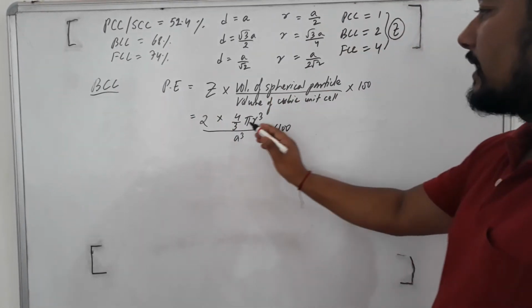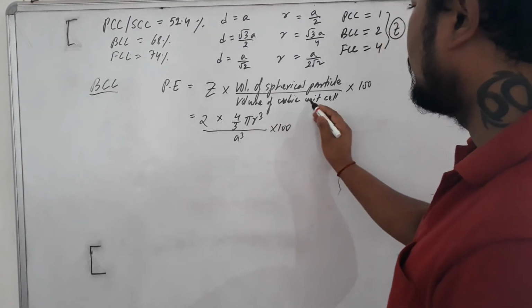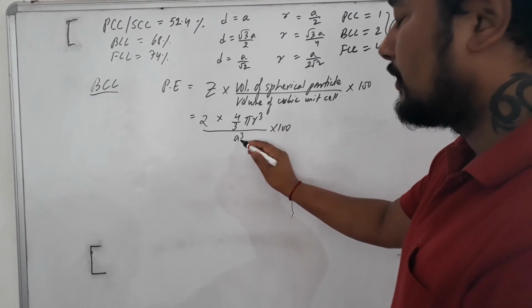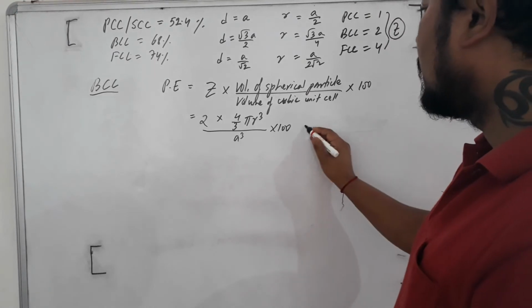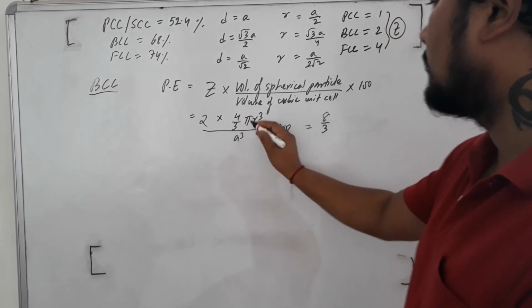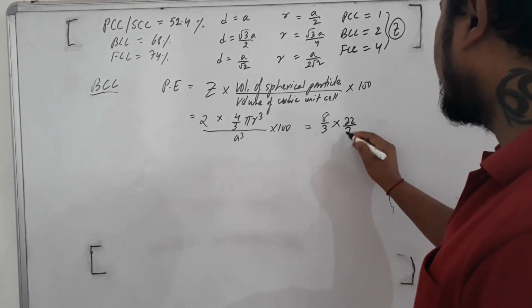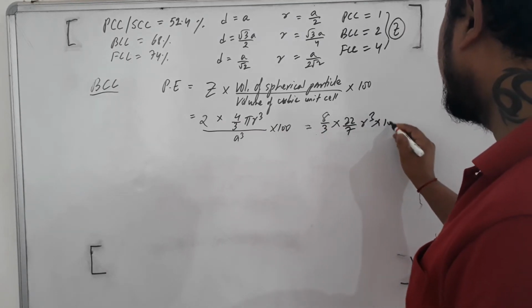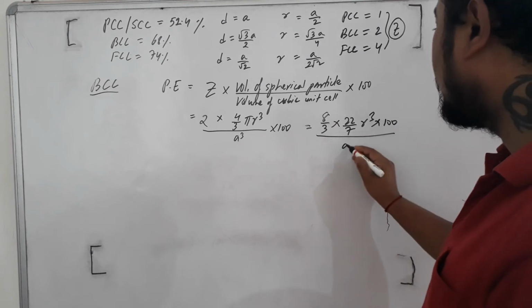The formula for a spherical particle is 4 by 3 pi r cube only. The volume of the cubic unit cell is a cube only. Cube volume is a cube into 100. Now you can multiply. 4 2s are 8 upon 3. Pi means 22 by 7. Then we have r cube into 100. In the denominator we have a cube.